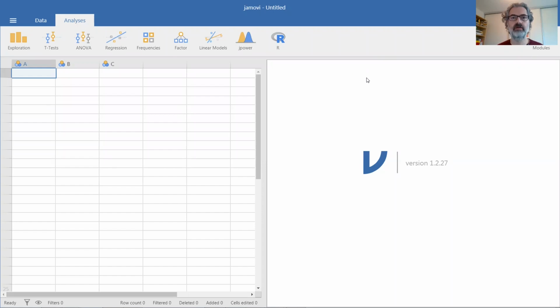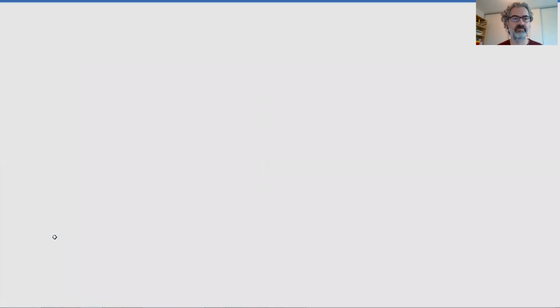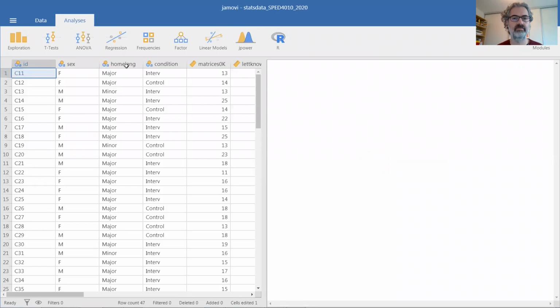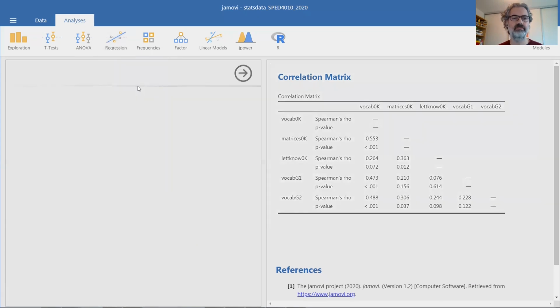In this video, I will show you how to run regression analyses in Jamovi. Let us first load our dataset. To run a regression, you need to go into this regression menu and choose linear regression.